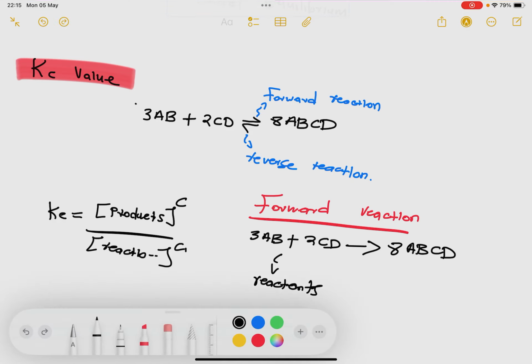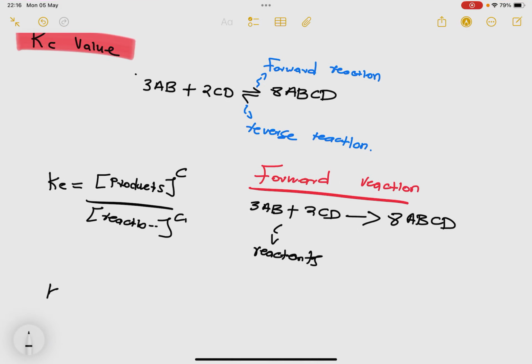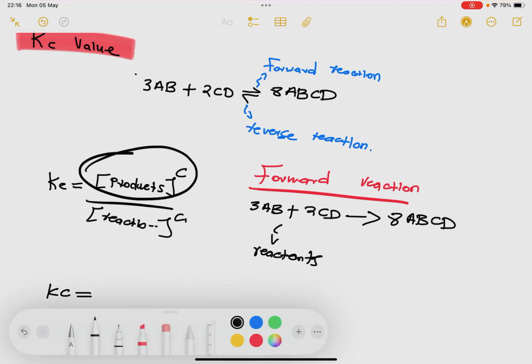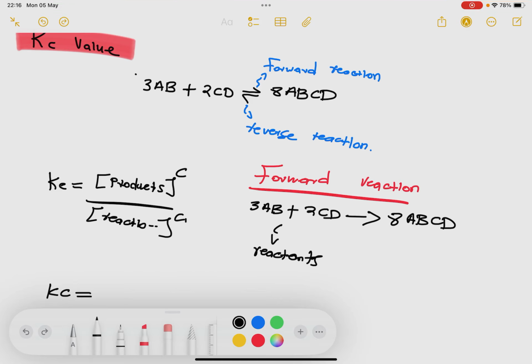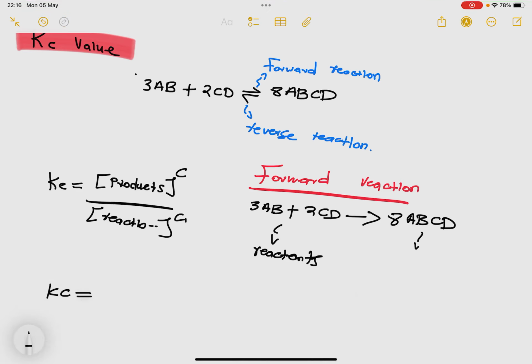And how do you calculate the value of Kc if you do that? You're just going to say, okay, Kc equals, now, what is the concentration of the products? So you have to go back to your equation and identify which one is your product. So here, this is our products, right? So we want to identify the concentration of the products. So I'm just going to say the concentration of ABCD. That is our products. And what you want to do with that is raise it to the power of the coefficient. Now the question is, what is the coefficient?